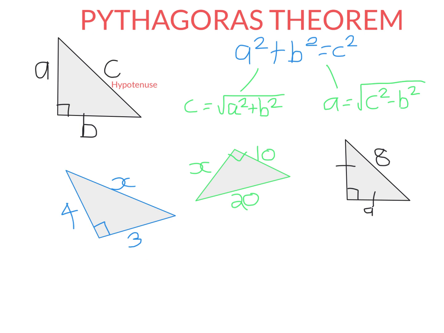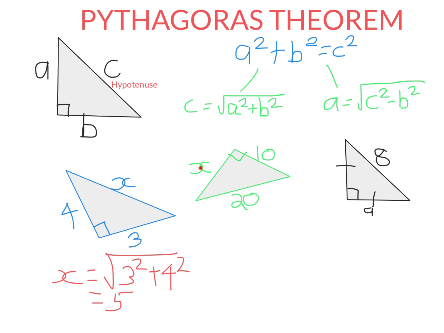So here we have a right-angled triangle. We're trying to find the hypotenuse, which is the longest side. So we'll use this formula here. So here, x, doesn't matter whether you call it x, c, whatever, it will just be the square root of shorter side squared plus shorter side squared. Put that in your calculator, if you need to, you get 5.